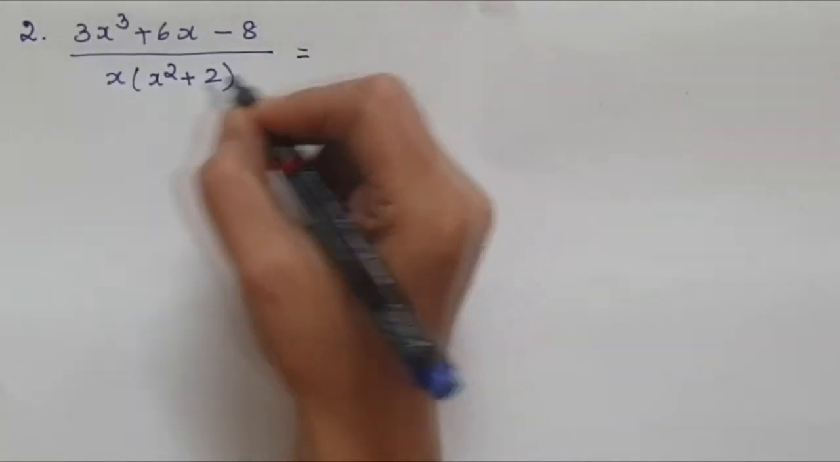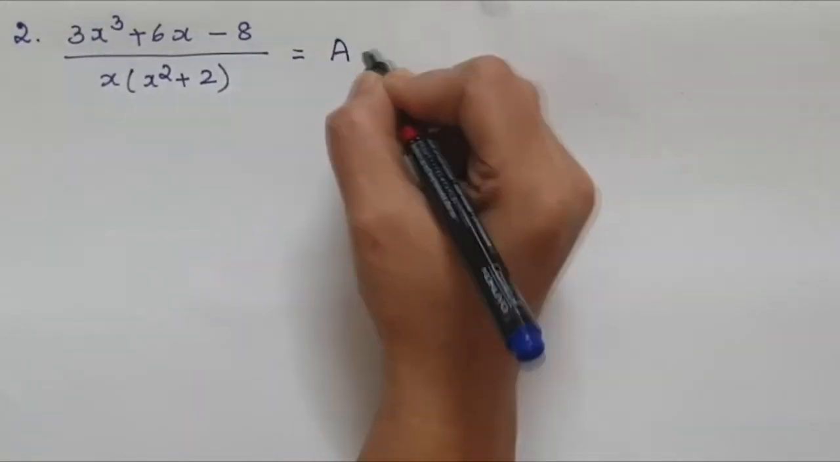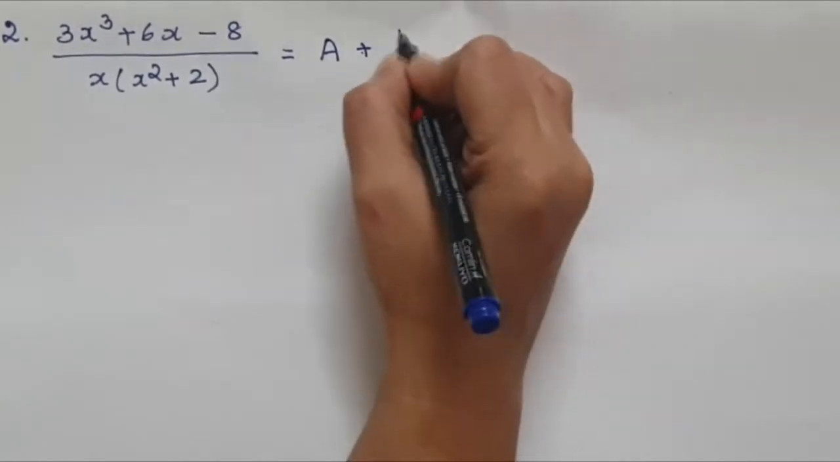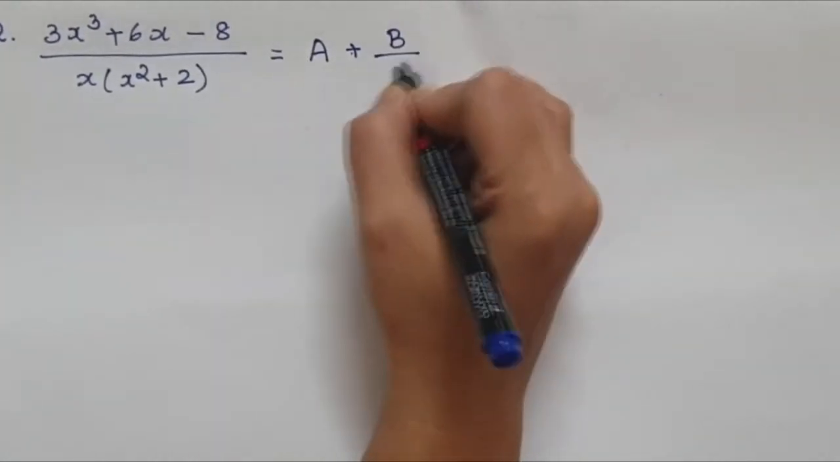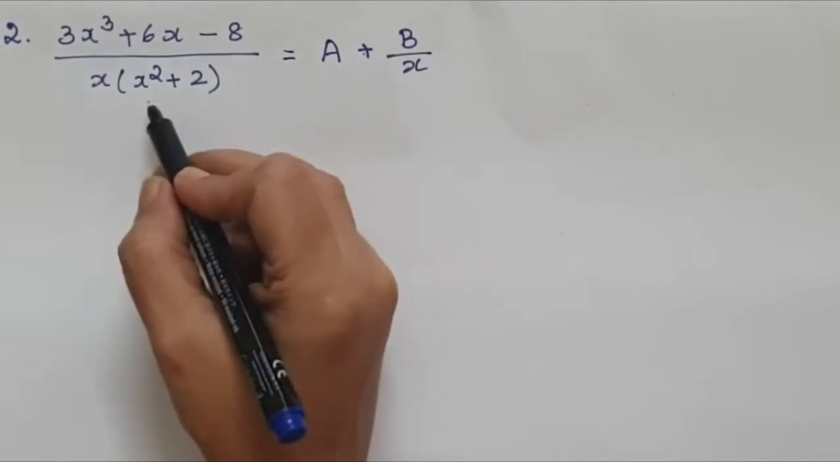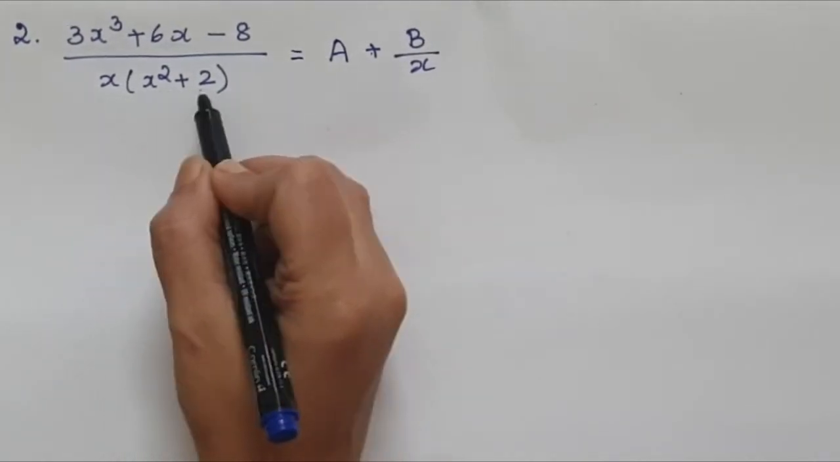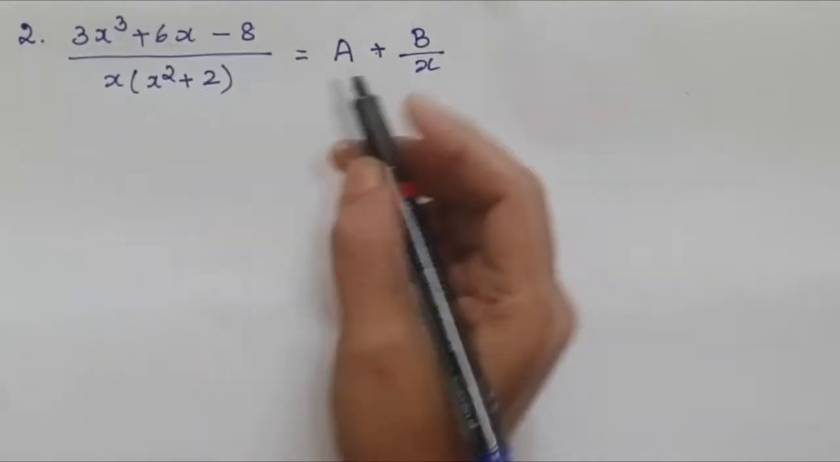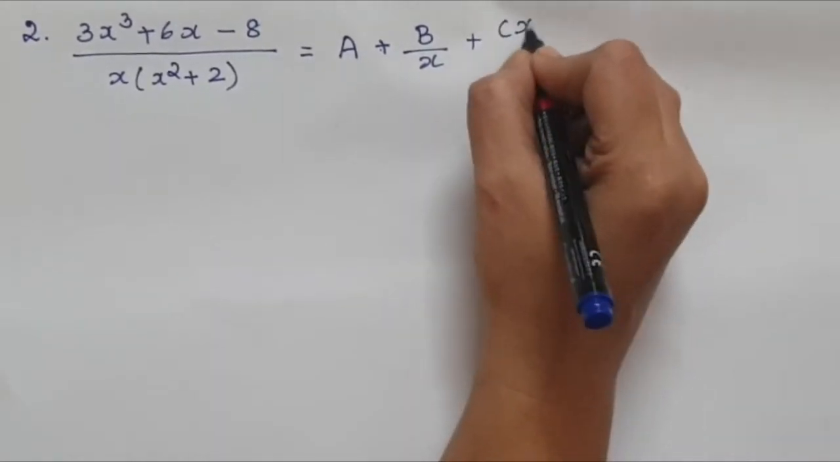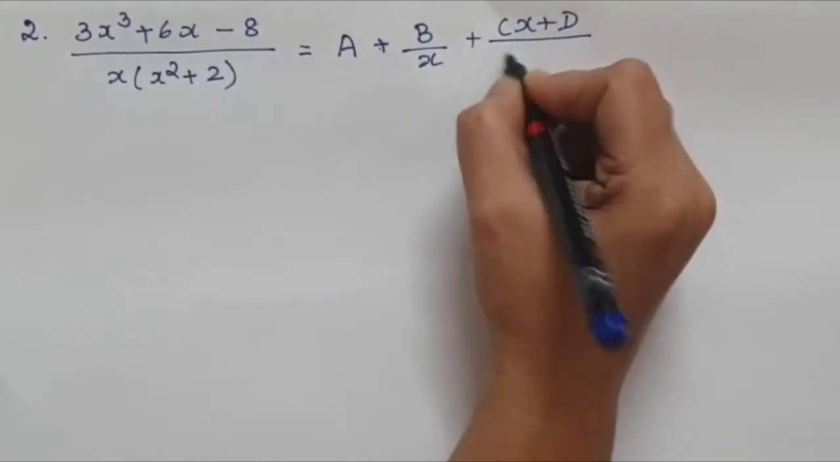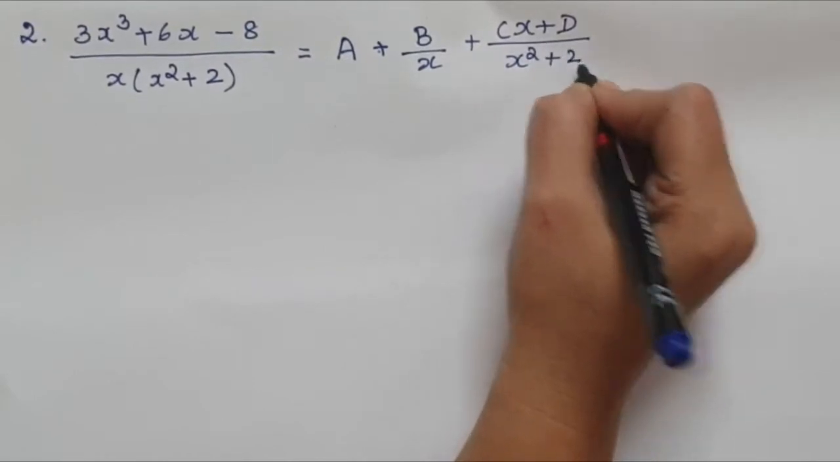So, when it is an improper fraction, we write a whole number a plus b over x, as x is a linear factor. So, we write it as an x. And now, when we have this x squared plus 2, it is a quadratic factor. So, we will have it as cx plus d over x squared plus 2.